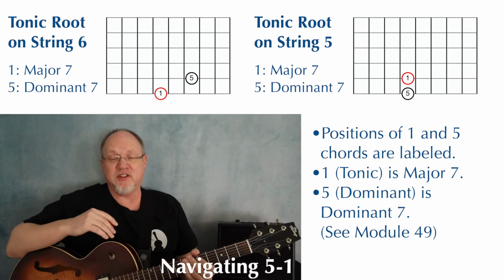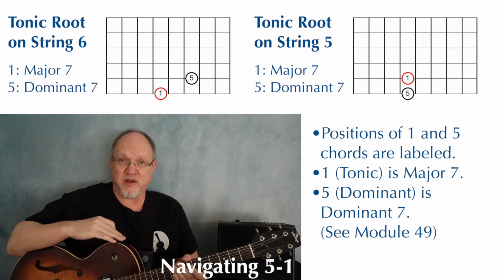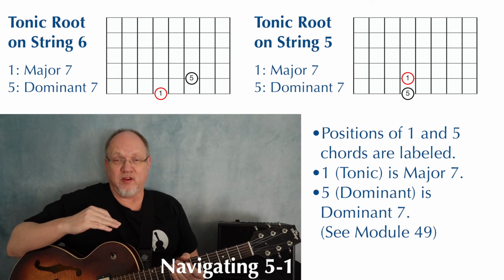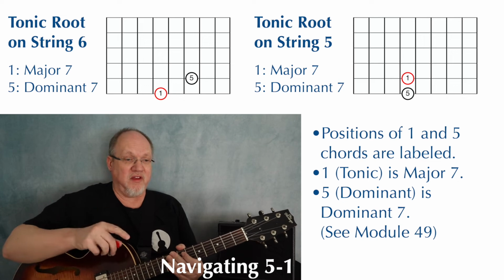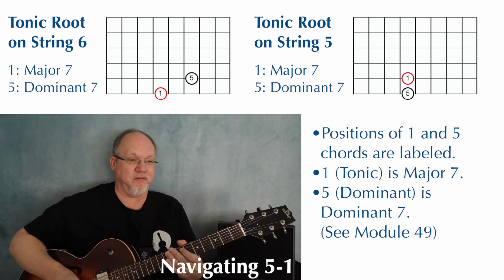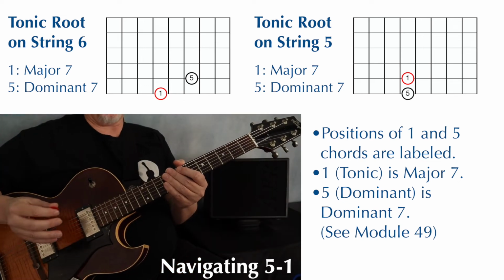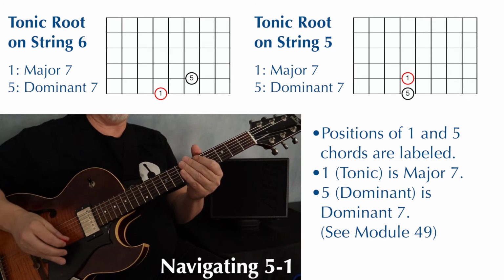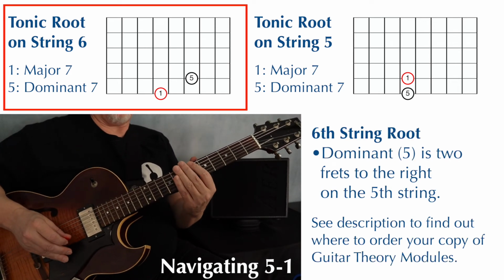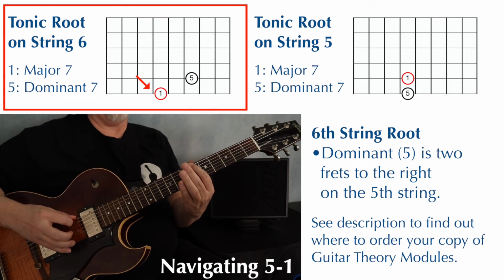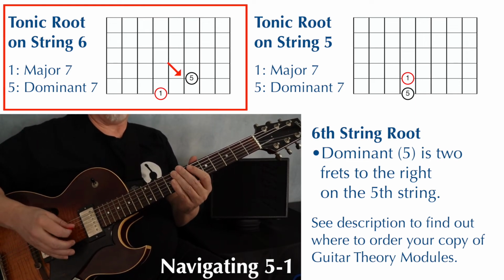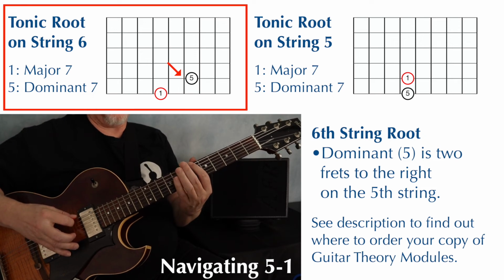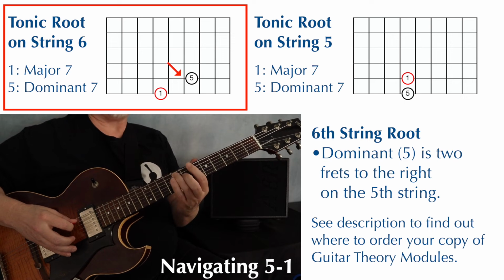Just as you did in Module 26, you're going to find your 1 and your 5 chord relative to each other. And your 1 is your tonic, your 5 is your dominant chord. And these fretboard diagrams show how to do that. Your tonic and dominant, or your 1 and 5 chords, are labeled inside the circles. If your tonic, or 1, is on the 6th string, the dominant, or 5, is always going to be 2 frets to the right on the 5th string. So tonic, dominant, or 1, 5.